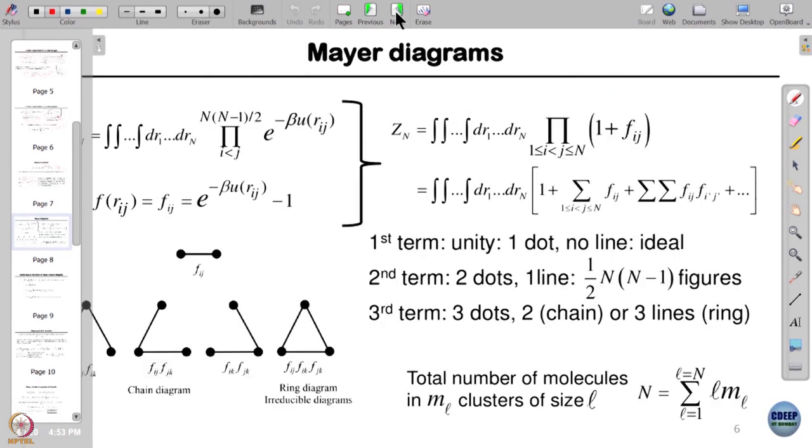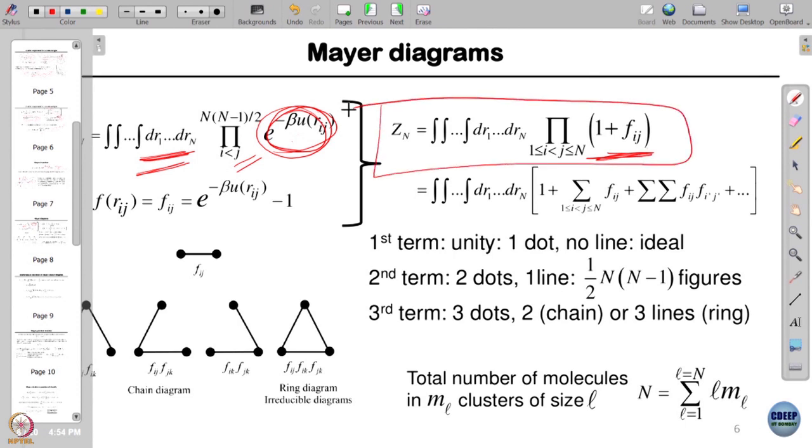Then what Mayer did was something really very interesting. He said, okay, let me write the partition function now, which is written as the product of terms that now only have positions. And e^(-βu(r_ij)), as I said, is the product, and this quantity is now replaced as 1 plus f_ij, because f_ij is this quantity minus 1. So my canonical partition function now becomes like that.